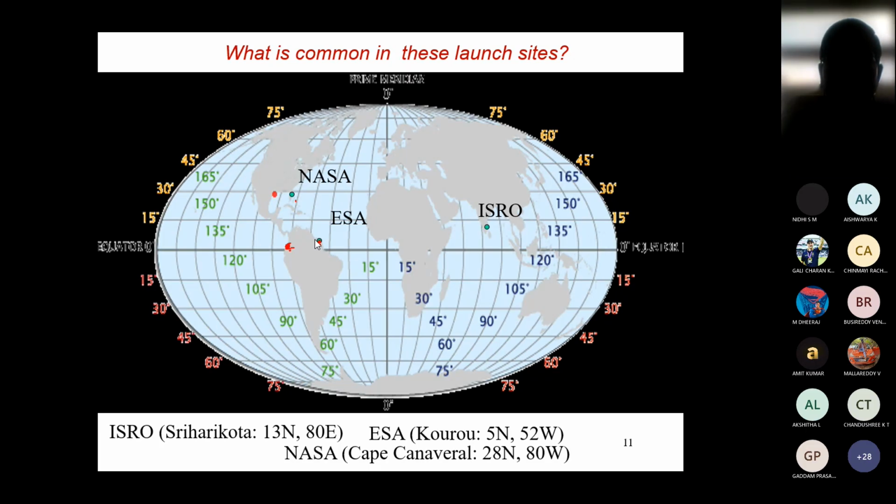Now, the next question is, why is the satellite launched towards the eastward direction? Why not the westward direction or any other direction? Why are we launching towards the east?